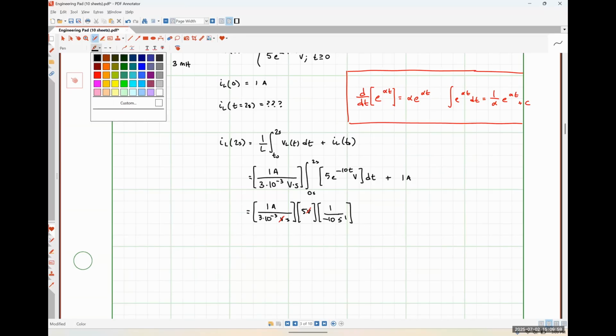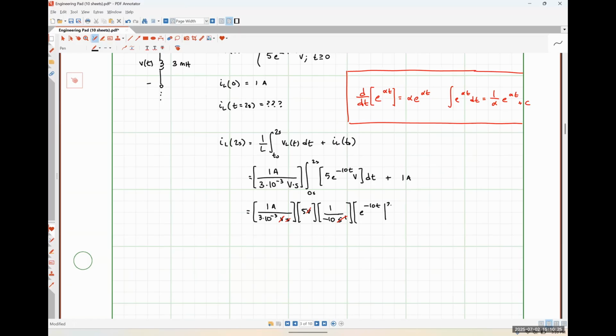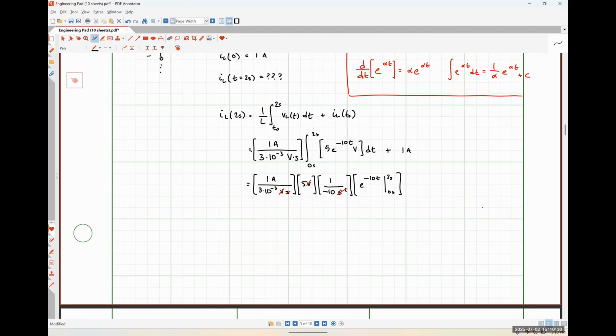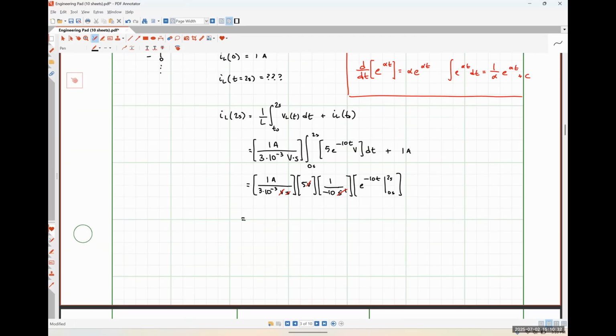This seconds to the negative 1 in the denominator cancels this seconds here, leaving us with just amps in the numerator, which is exactly what we should expect because we're trying to find a current. So now I've pulled down my 1 over alpha, and I'm going to have just e to the negative 10t evaluated at 2 seconds and 0 seconds, like so.